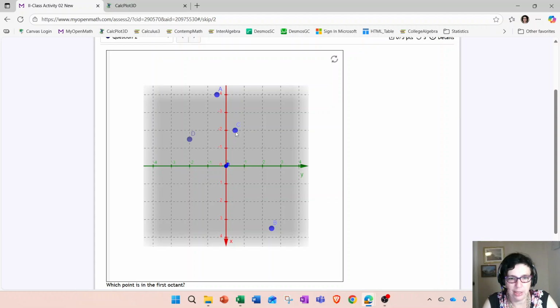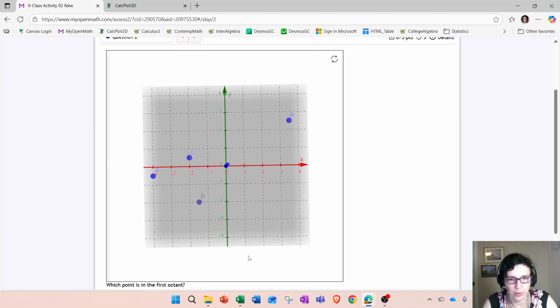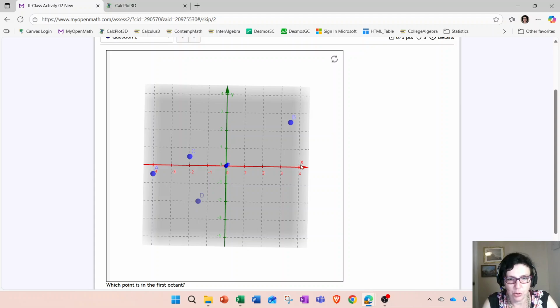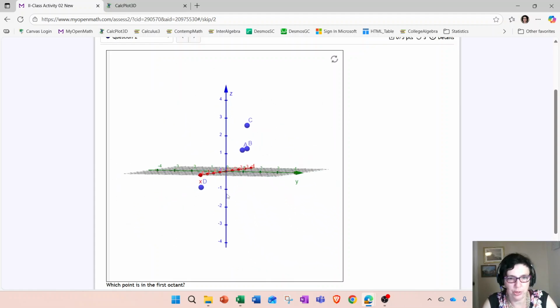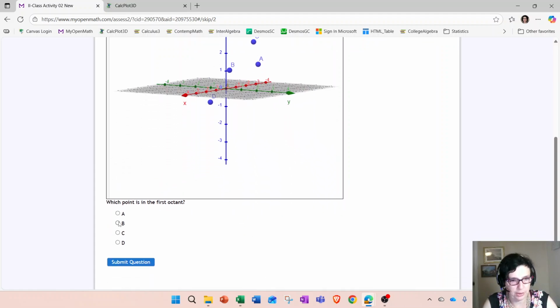What about C? For C, x is negative. I need to rotate it so that it's the way we usually look at it. The one where x and y are positive is B, and B also has a positive z coordinate. So it looks like the answer will be B.